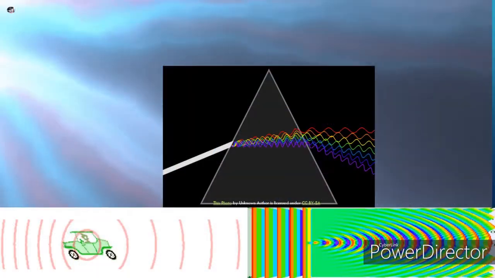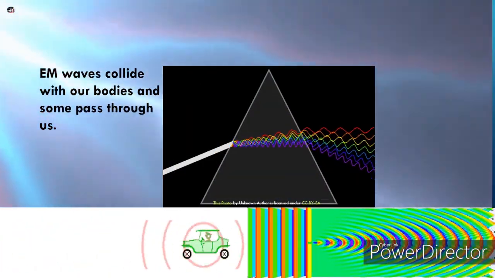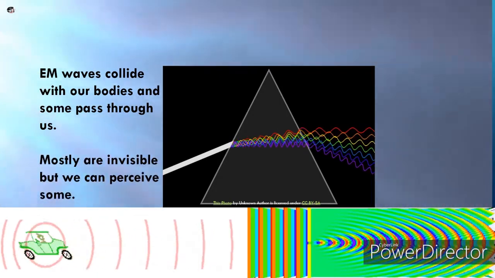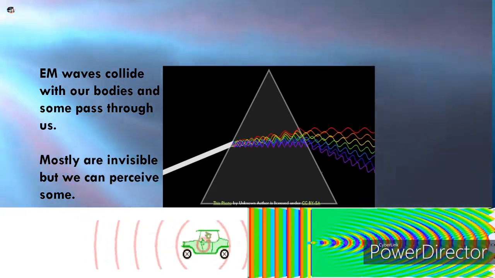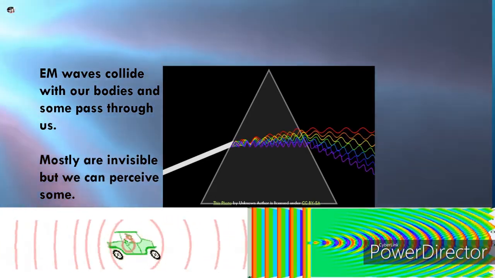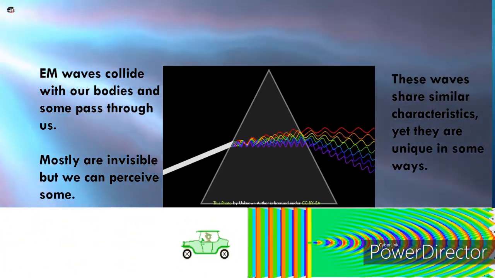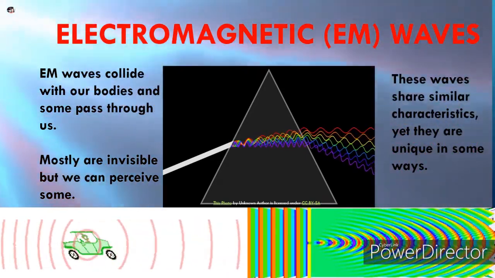We are surrounded with thousands of waves. They collide with our body and some pass through us. Mostly are invisible, but we can perceive some. The warmth of the sun and the light that we see are just few of them. These waves share familiar characteristics, yet they are unique in some ways. These waves are called electromagnetic or EM waves.